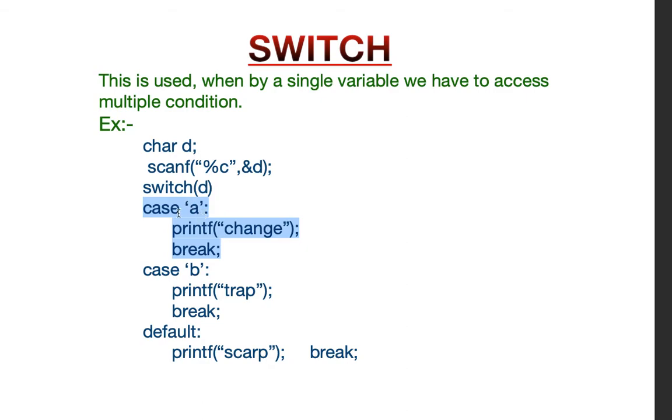Okay, so when the user presses a small a character, this statement is going to be executed. If he presses a small b character, then this statement is going to be printed, and if he does not enter either a or b, then the default condition is going to be entered. Now a question arises in your mind: why have I used this break statement? Actually, if you are not going to use this break statement, your compiler is going to execute each and every condition.